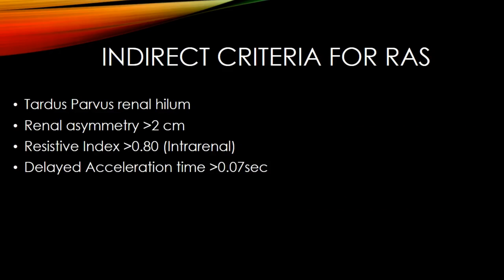Okay, so indirect criteria for renal artery stenosis are, like I said before, tardus parvus waveforms at the renal hilum, renal asymmetry of greater than 2 centimeters. So if your right kidney is 10 centimeters and your left kidney is 7, try to find a stenosis. Resistive indices in the intrarenal parenchymal arteries greater than 0.80, and delayed acceleration time greater than 0.07 seconds or 70 milliseconds, which is what tardus parvus is.